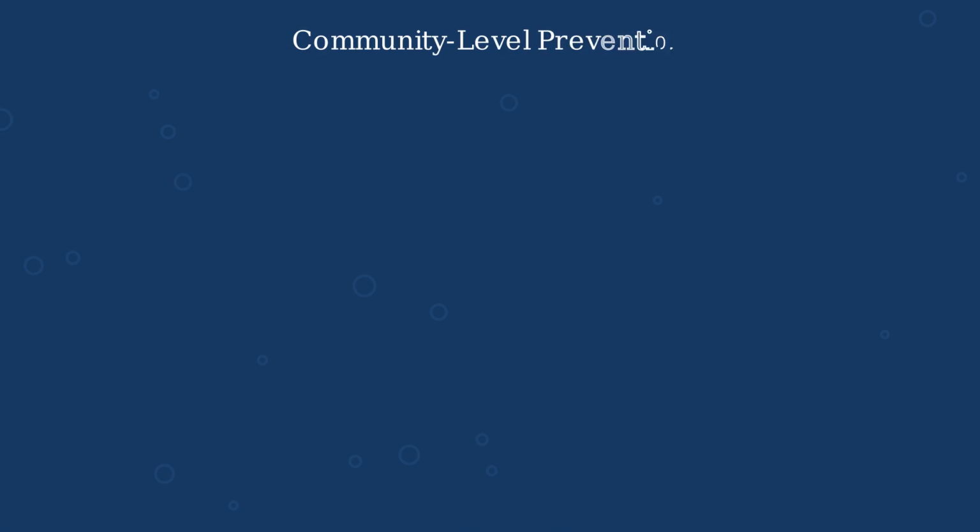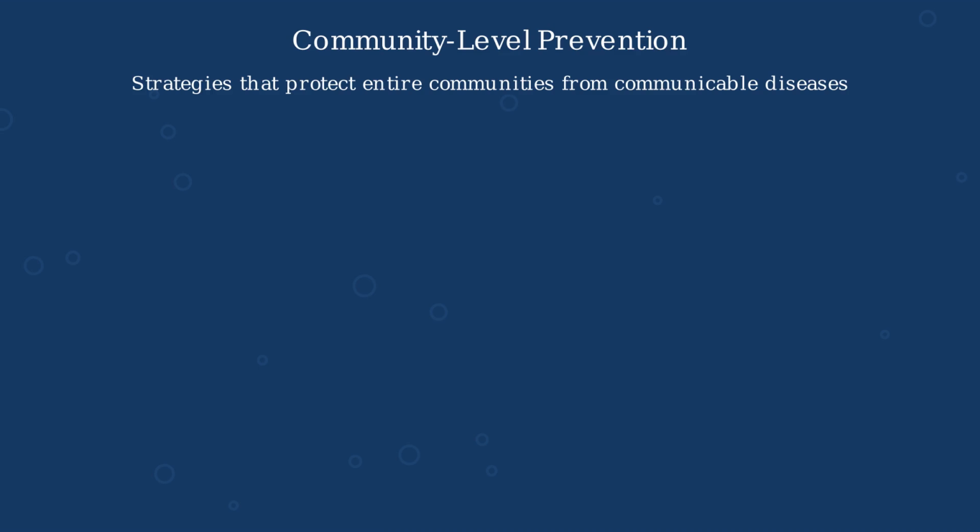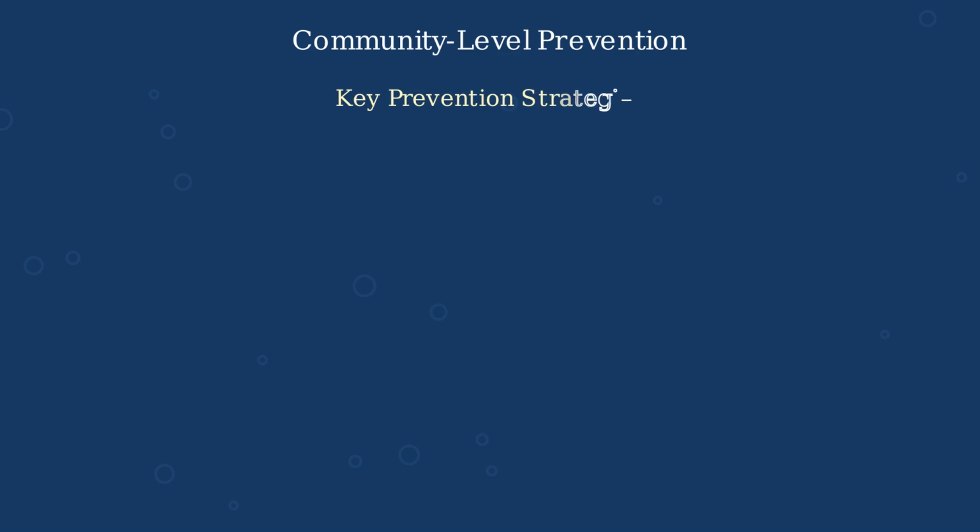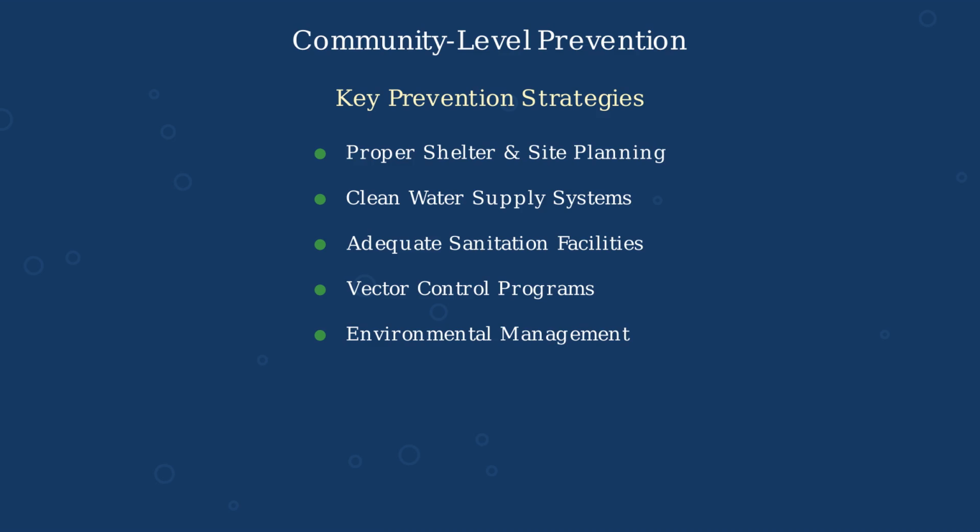Community-level prevention strategies are crucial for controlling the spread of communicable diseases across populations. Key community prevention strategies include proper shelter and site planning, clean water supply systems, adequate sanitation facilities, vector control programs, and environmental management.